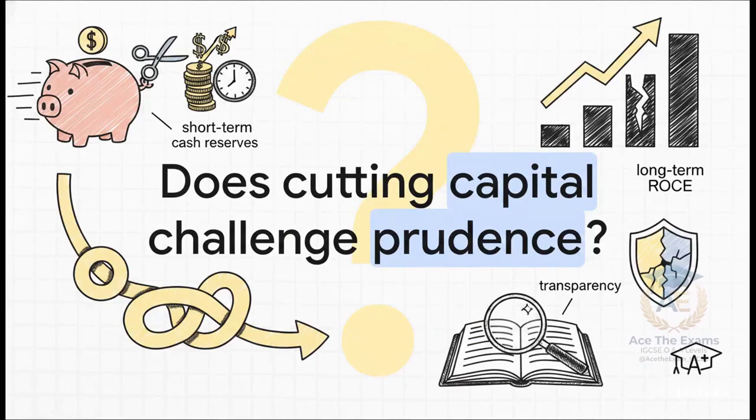To wrap up this academic masterclass, I want to leave you with a pause and think A-star challenge. If a business aggressively cuts capital expenditure to artificially boost its short-term cash reserves, how does this tension between immediate liquidity and long-term ROCE challenge the prudence concept? Take some time to independently connect those dots between liquidity, long-term strategy, and the strict rules of transparency we cover today. Thank you so much for joining me for this explainer, and keep mastering those accounts.